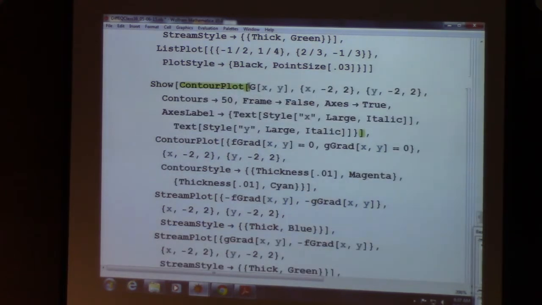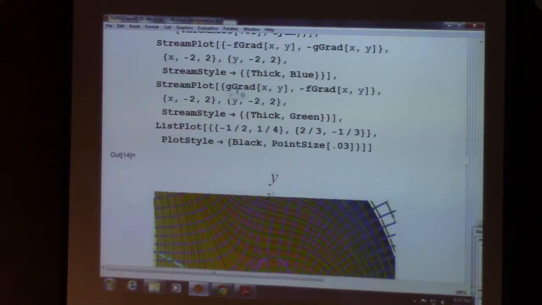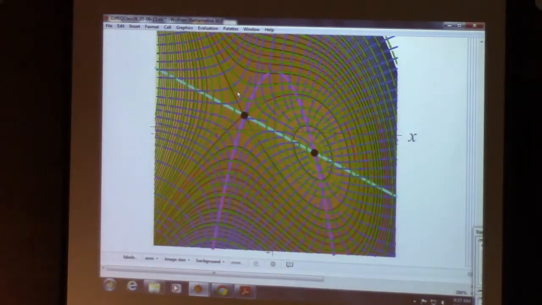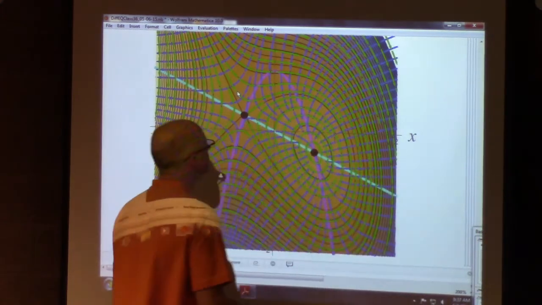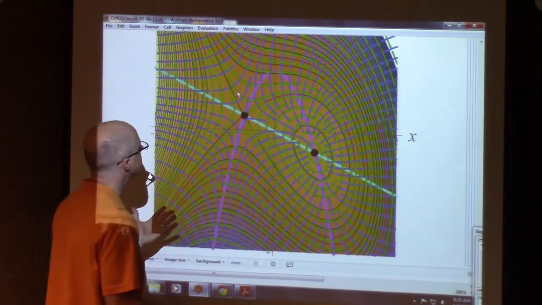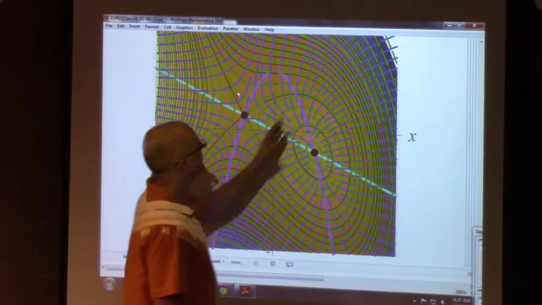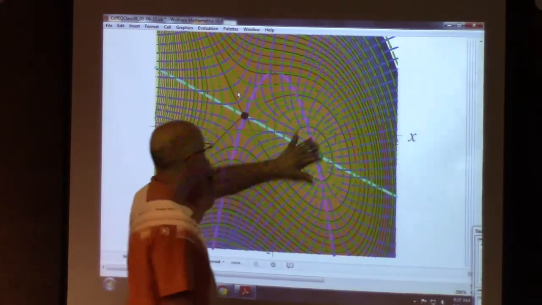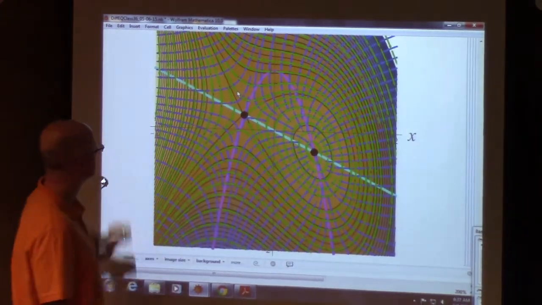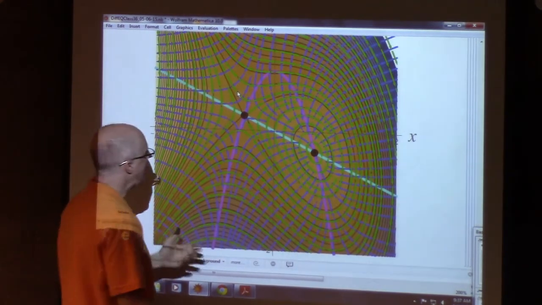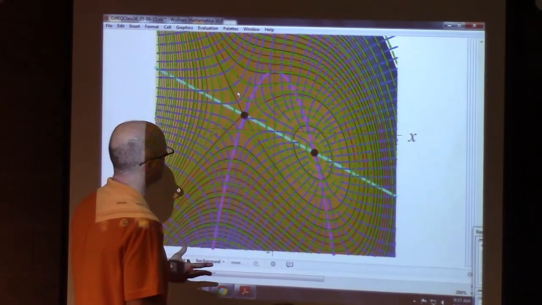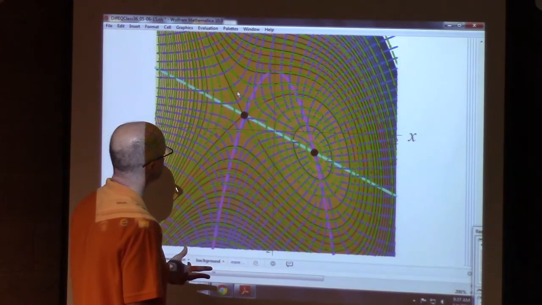Let me change this g to a negative g. Now we'll get the shading right too. So the contour map you're seeing here is for negative g. Same level curves, but shading is different. Dark here, light here. Dark down there, lighter over here. Now you can see trapping regions in a way that's more typical.